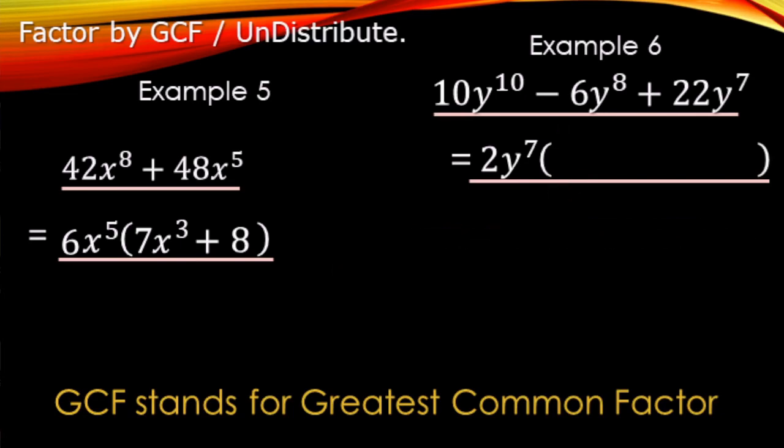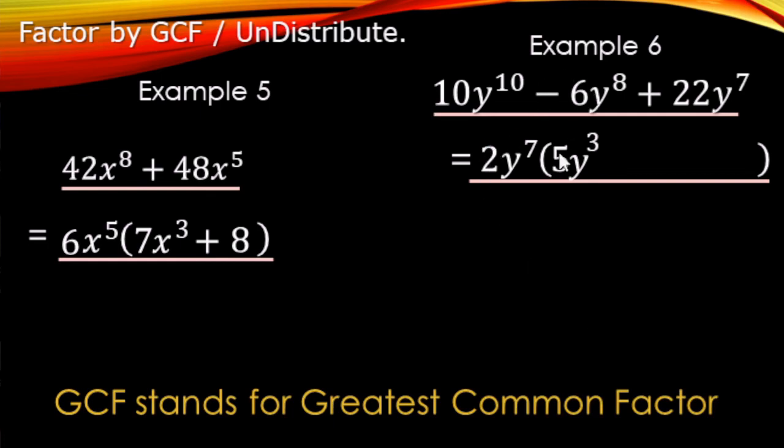So set up our parentheses here, divide out the 2 from the 10 for our number here, and that's going to be 5. 2 times 5 makes 10. We have y to the 7th. How many more y's do we need to get y to the 10th? Well, we're going to need 3 more y's, so y to the 3rd.